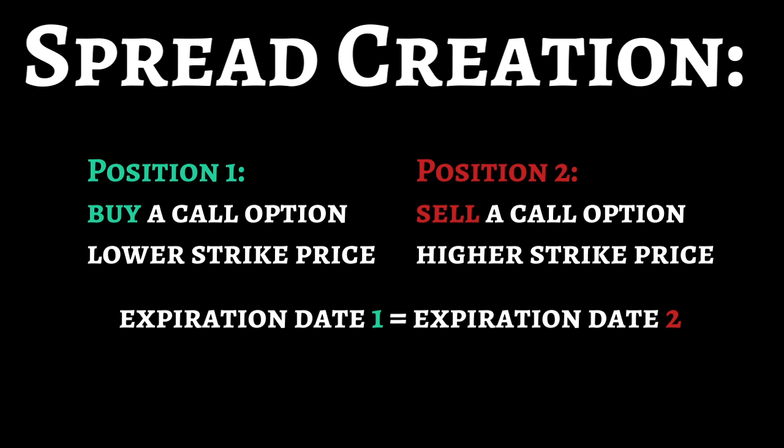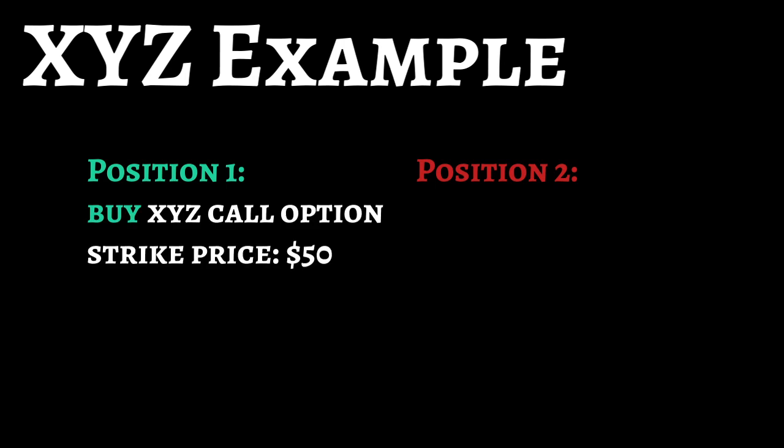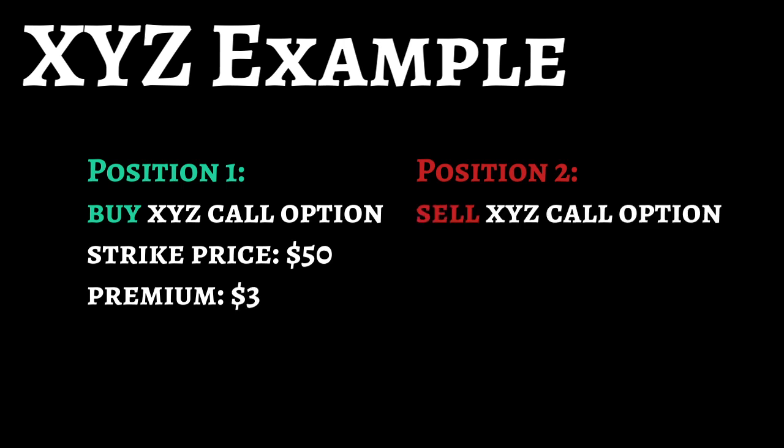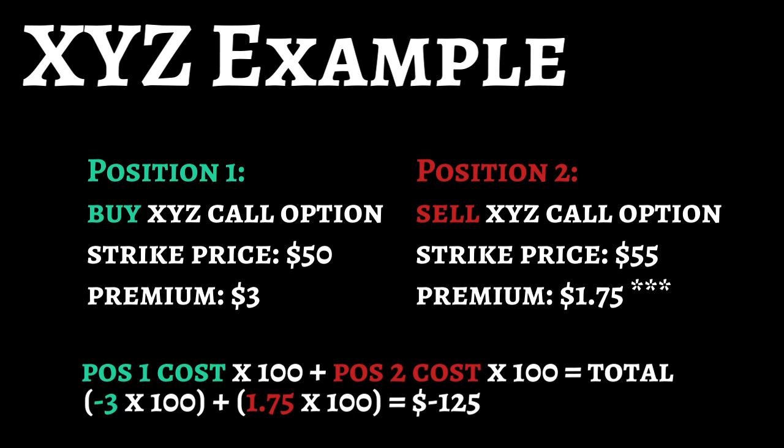To make this explanation more clear, here's a specific example. You would buy a call option on XYZ with a strike price of $50. The premium or cost of this option is $3. Next, you would sell a call option on XYZ at $55 for $1.75. This option would have the same expiration date as the first. Since you sold this option, you would be credited the premium. To create this spread, it would cost a total of $125. Occasionally, the bull call spread is referred to as a debit call spread since it is initiated with a net debit.